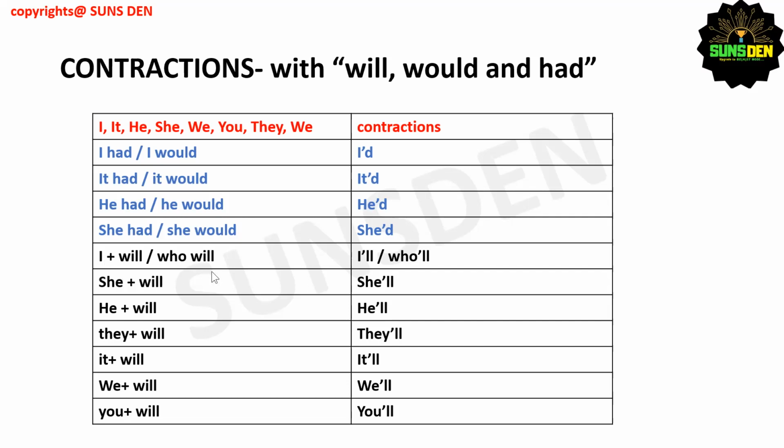I plus will gives you I'll. Who plus will gives you who'll. I'll come to meet you tomorrow. Who will arrange all these things? She plus will gives you she'll. He plus will gives you he'll. They plus will gives you they'll. It plus will gives you it'll. We plus will gives you we'll. You plus will gives you you'll.